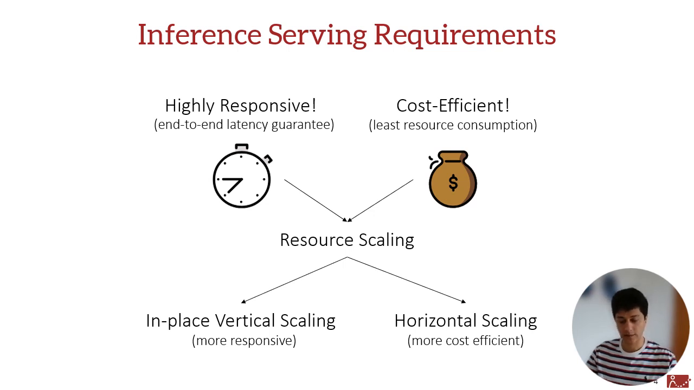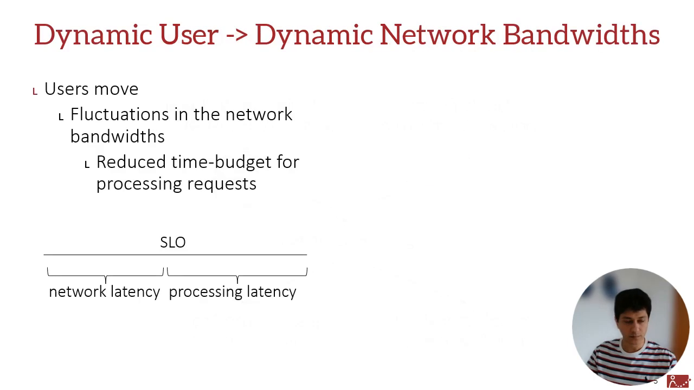Or on the other hand, we have horizontal scaling, which is more cost efficient, but it suffers from the cold startup issue. So to add to top of that, we have the users move, and with that, there will be some fluctuations in the network. And then it means that we have some reduced time budget for processing requests in the server side. As you can see on the figure here, we have a fixed SLO, and then some of that will be allocated to network latency, and the other will be allocated to the processing latency.